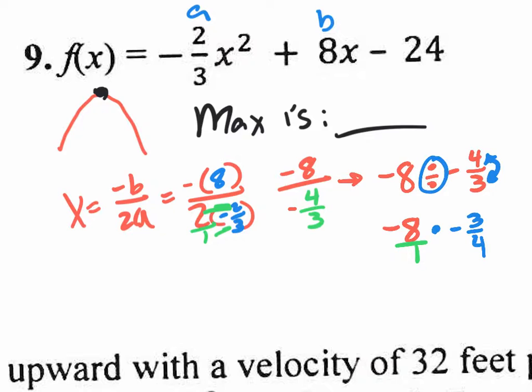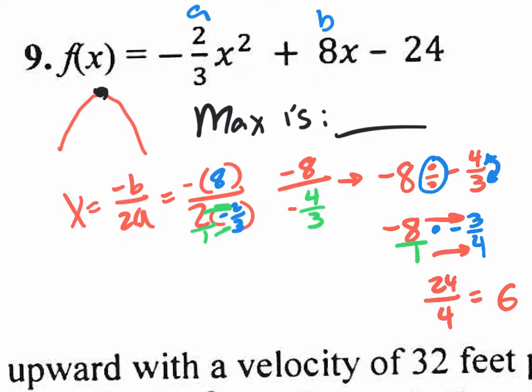Put that 8 over a 1, multiply top with the top, bottom with the bottom, and then reduce. And of course, a negative times a negative is a positive. 8 times 3 is 24. 1 times 4 is 4. So your x value is 6. 24 divided by 4 is 6. Now that's barely the x value of our vertex.